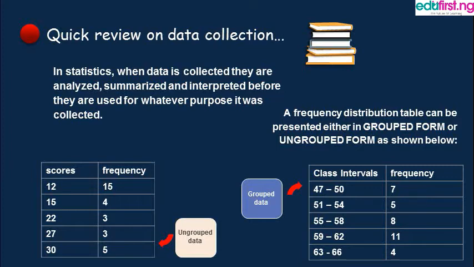While the table on the right, with class intervals and frequency, is usually used when we have bulk information to analyze. So we have to group the numbers in classes to enable us have a concise information. So it's very important that you know the difference.